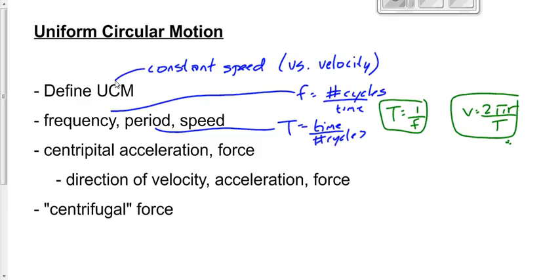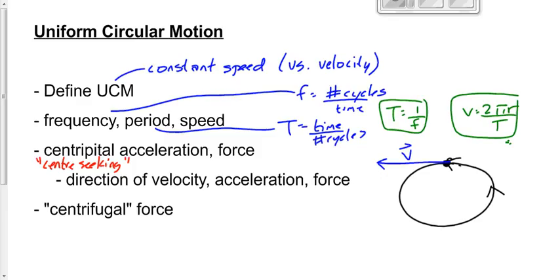Centripetal acceleration, centripetal force. Remember that centripetal means center seeking. So remember that the centripetal acceleration and centripetal force are both directed toward the center of the circle. If we draw an object going around in a circle like this, let's say counterclockwise, the velocity at this moment in time is at a tangent to the circle. The acceleration would be toward the center of the circle, and the force would be toward the center of the circle as well.